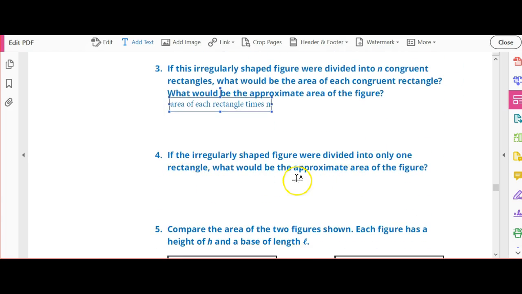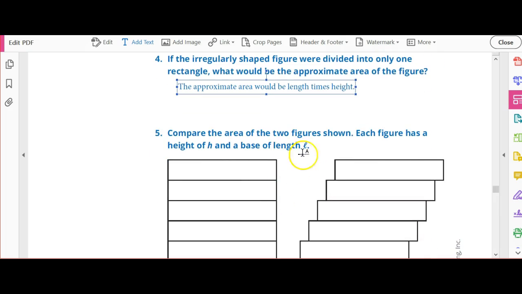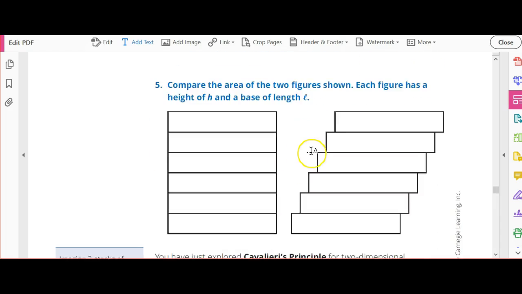So what if it was only one rectangle? What would be the approximate area of the figure? So the approximate area would be length times height. It says compare the area of the two figures shown. Each figure has a height of h and a base of length.